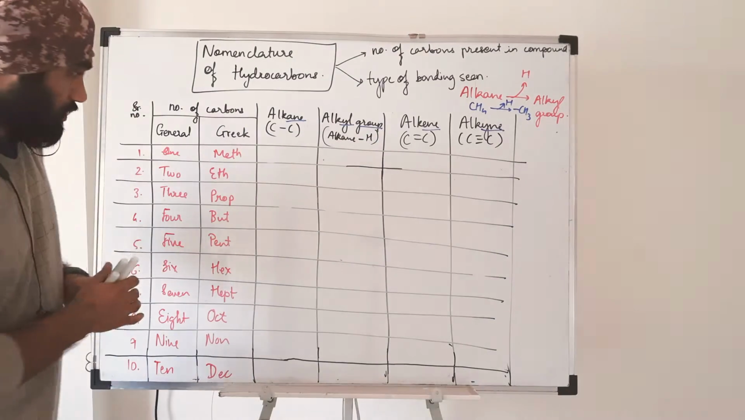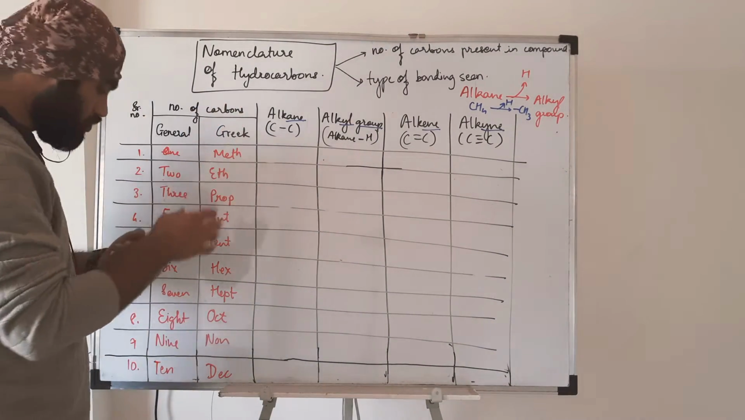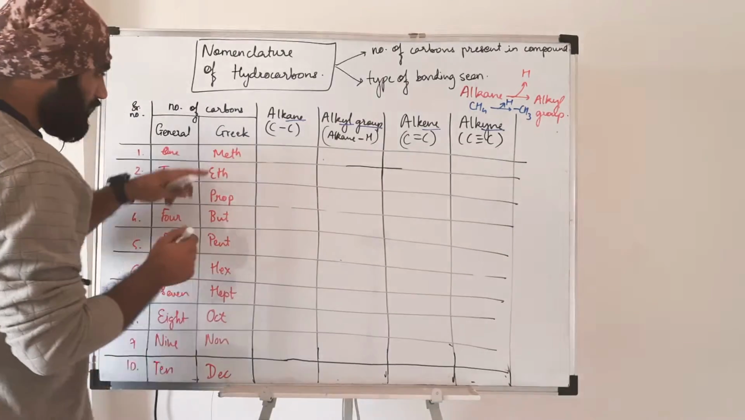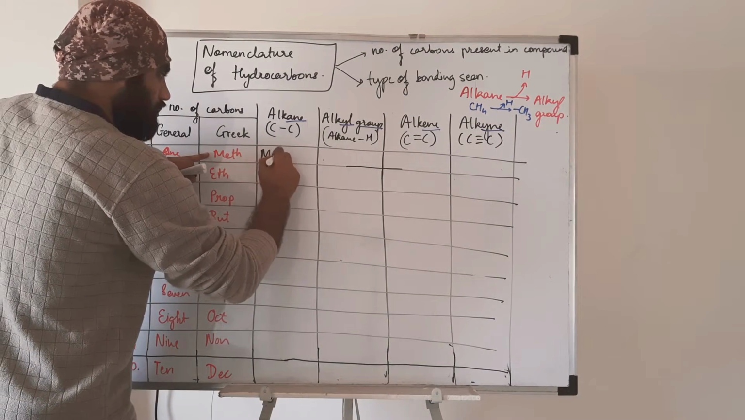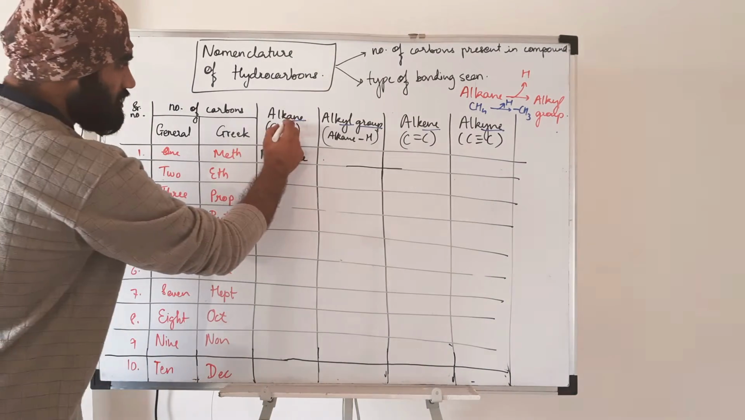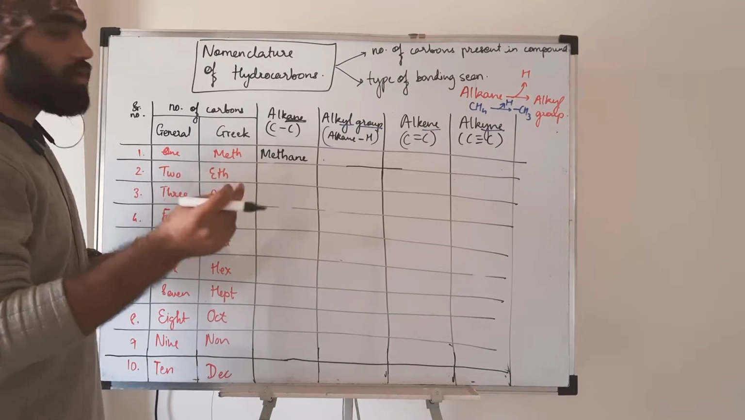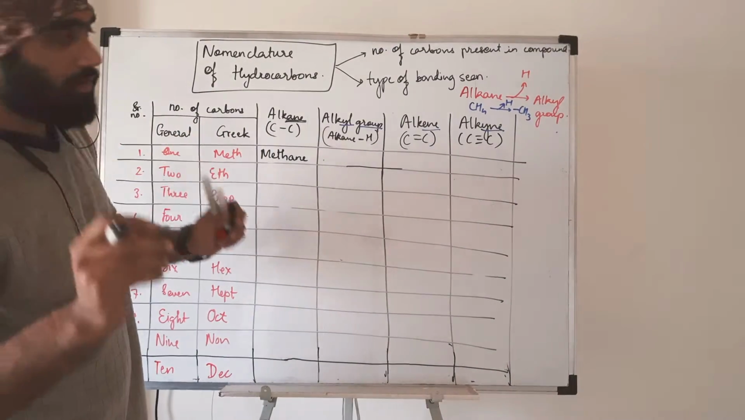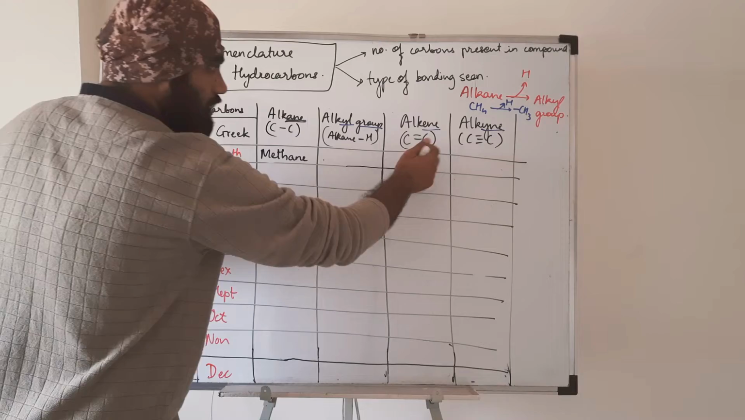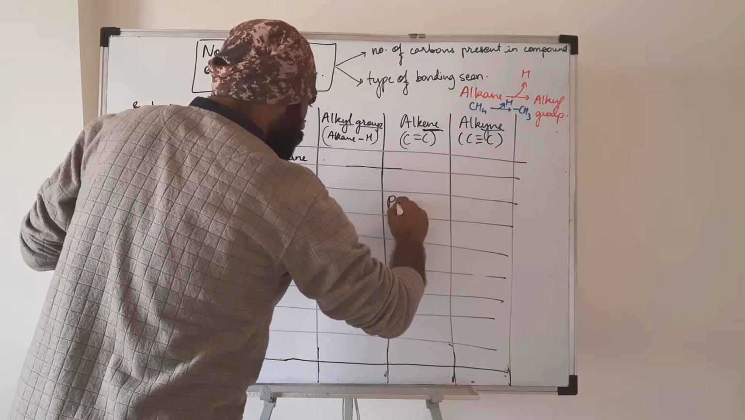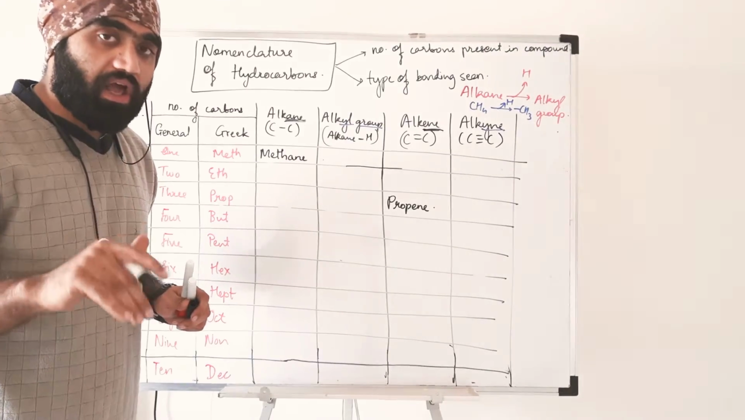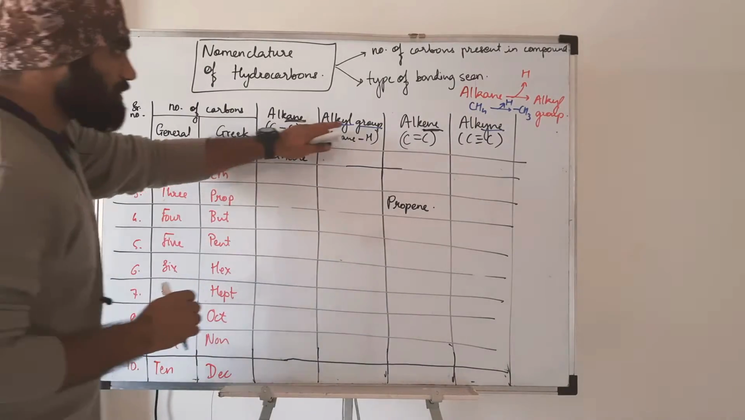Now if I want to know the name of the alkane which has one carbon, one carbon means I will use meth, and for alkane I use ane. So methane, see, ane I am using, right? If I ask what will be the name of the alkene which has 3 carbons, 3 means here I write prop, and for alkene I use ene, so it will be propene. If I ask which alkyl group will have only 2 carbons, alkyl group means -yl group.